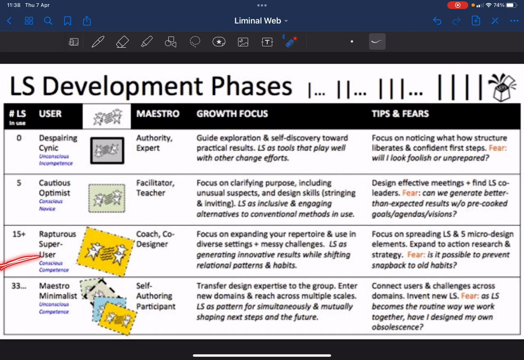When you're familiar with plus or minus half of the Liberating Structures toolkit, you'll find yourself in the space of rapturous super user, right? And at this point, focus on expanding the repertoire, learning more tools, getting yourself into more different environments with different groups and messier challenges. And you'll notice that Liberating Structures help you generate very innovative results while also shifting relational patterns and habits. I mean, you will find that these are exceptional tools for social network stimulation.